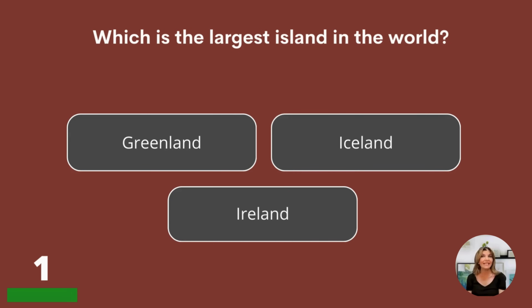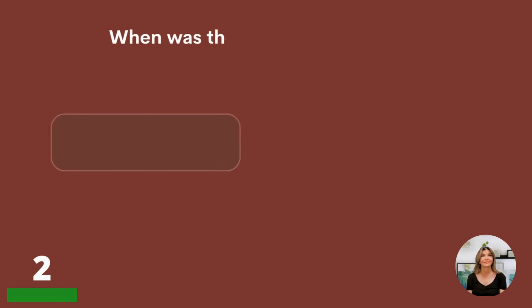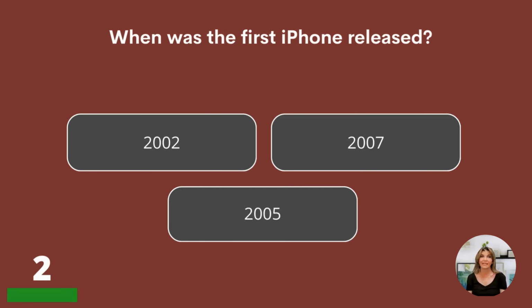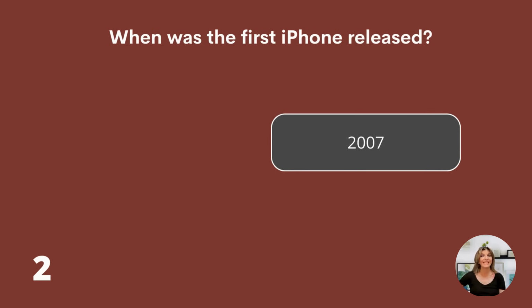Which is the largest island in the world? Greenland, Iceland, or Ireland? Greenland. When was the first iPhone released? 2002, 2007, or 2005? 2007.